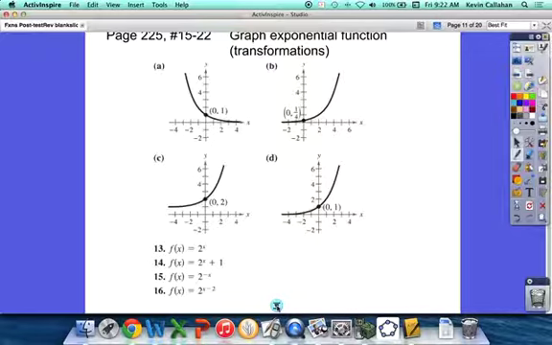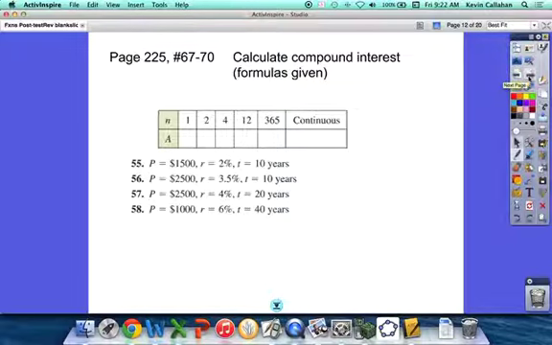I mean, in the end, it's multiple choice. So they graph this, and then you're going to look out of the 4 which one is right. And remember, you always have the option to put it in your calculator and just look and see what the graph looks like. Okay, calculate compound interest if the formulas are given. Do you remember how many formulas we had for compound interest?